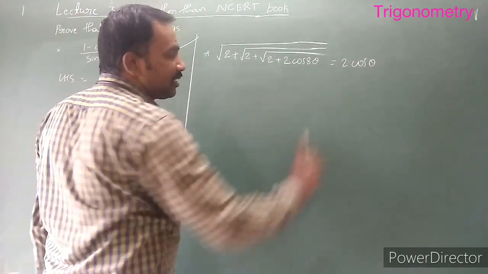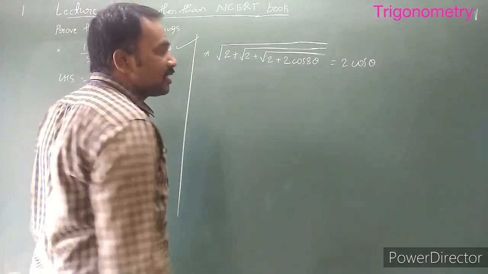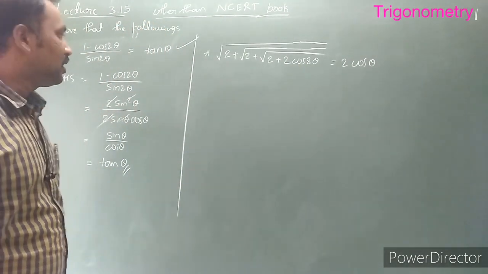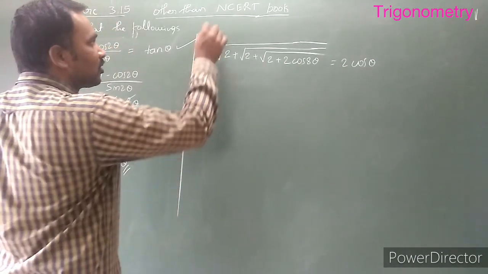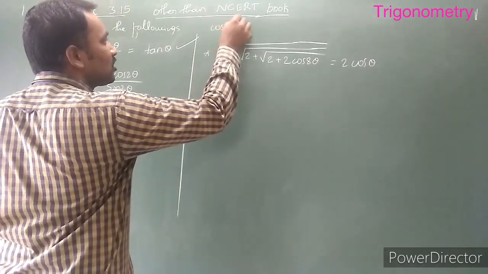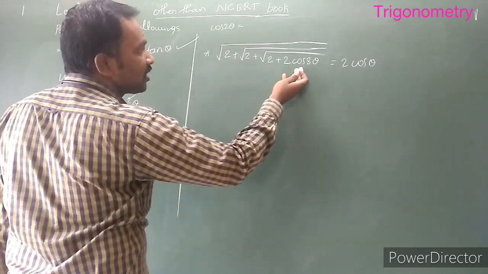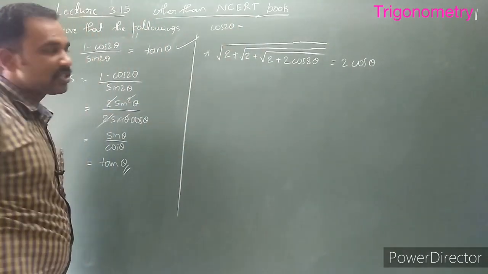On the right-hand side only angle theta is there. On the left-hand side angle 8 theta is there. Okay, here I am just going to solve this problem with the help of the cos 2 theta formula. What is the cos 2 theta formula? On the left-hand side a cos ratio is there, on the right-hand side a cos ratio is there.